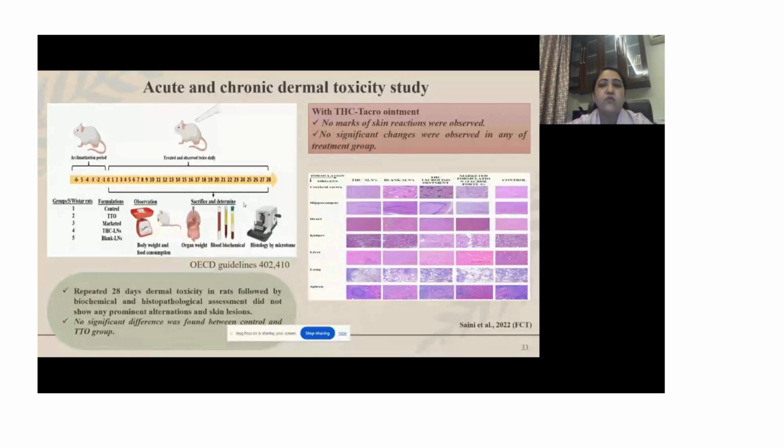organs. So for this, I have selected 5 groups, that is control, TTO, that is THC, SLNs, tacrolimus group, and one is marketed, that is Protopic, and fourth is THC, SLNs, and blank nanoparticles. So there was no significant difference found between control and TTO groups, that is our treatment group, and with our formulation there was no mark of skin reaction, and no significant changes were observed in any of the treatment groups.